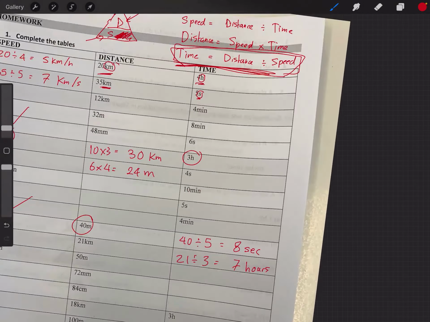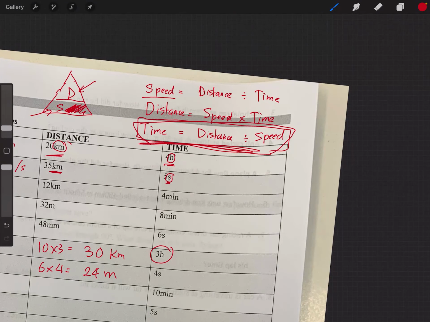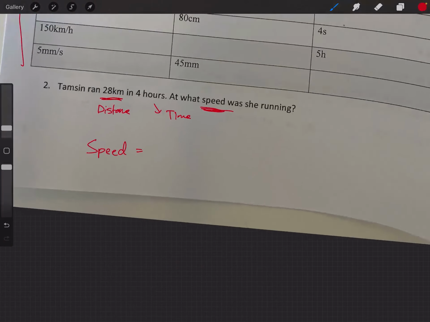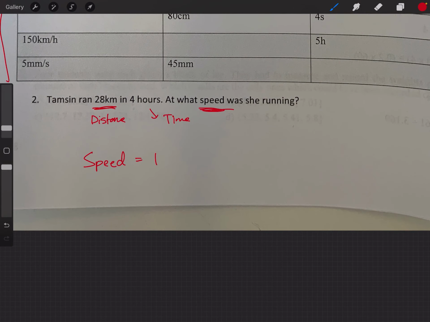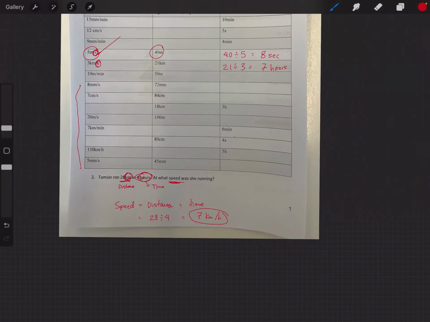Let's go back up here and look at the speed. To find the speed, we're going to do distance divided by time, and that's equal to 28 divided by 4, which gives us 7. Speed is 7 what? Kilometers per hour. So 7 kilometers per hour. Done. There's your answer. Next page.